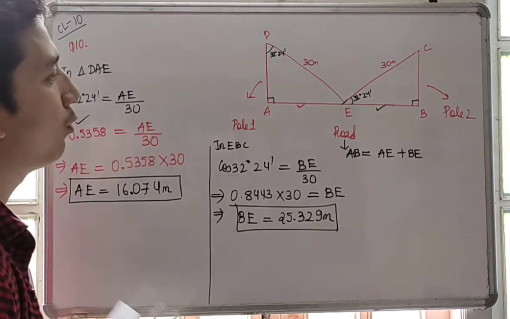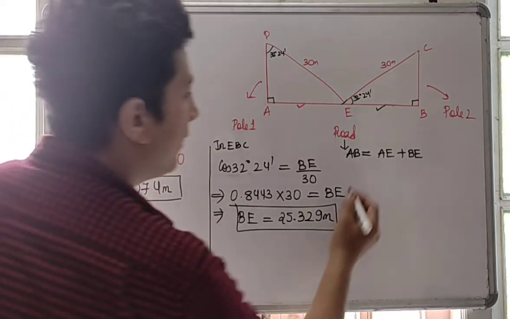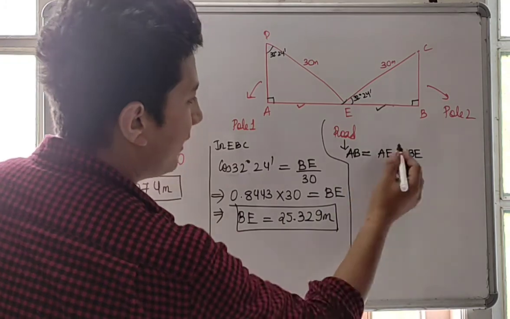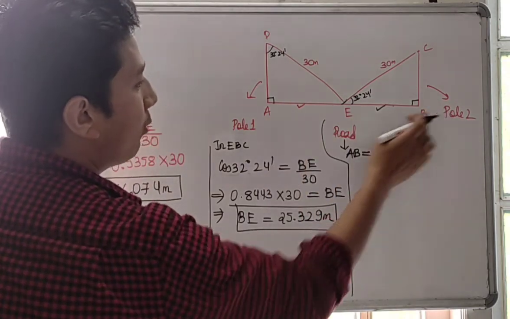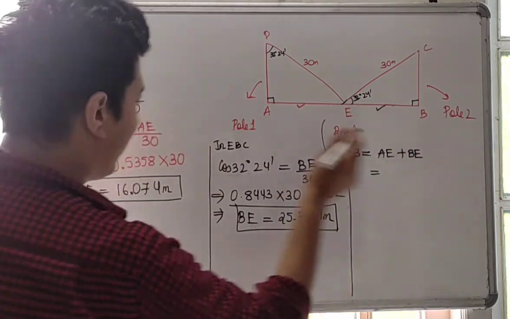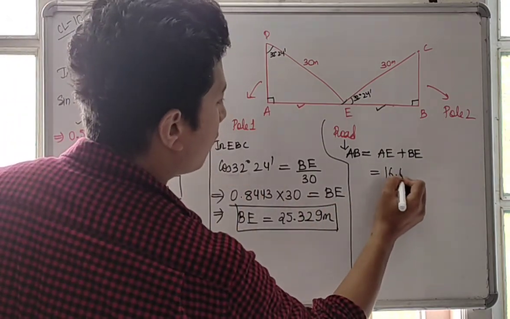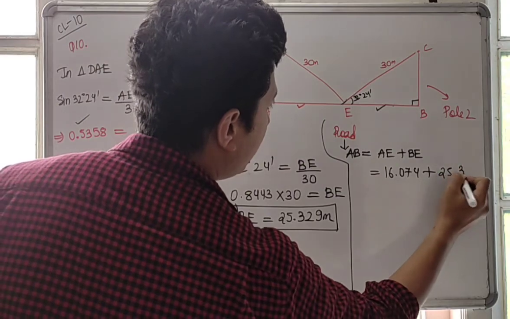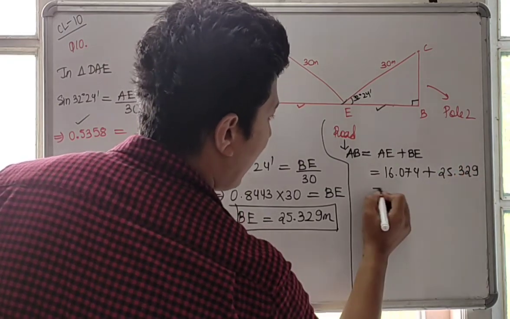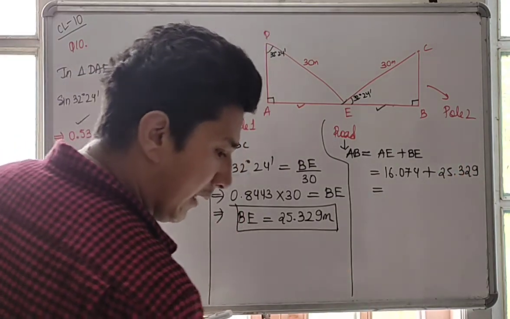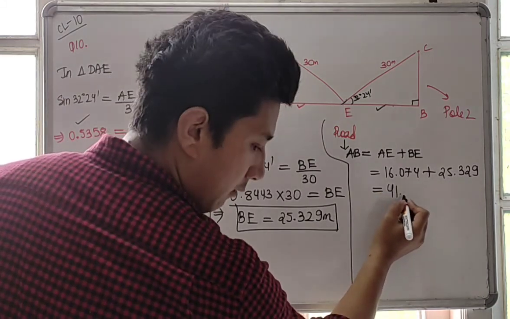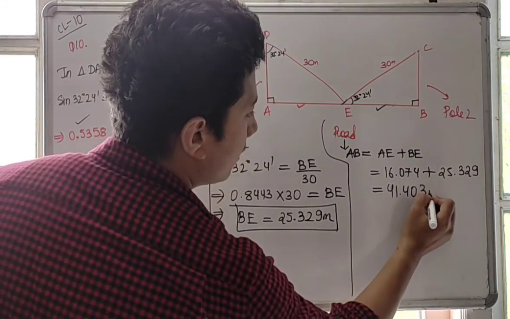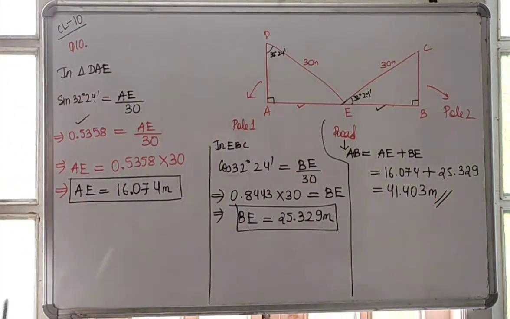Therefore, can I find the total width of the road? Yes, I can. The total width of the road is given by AB, and AB equals AE plus EB. The value for AE is 16.074 plus BE 25.329. If you add these two, you will get 41.403 meters. So this is the width of the road. Please pause the video and note down till here.